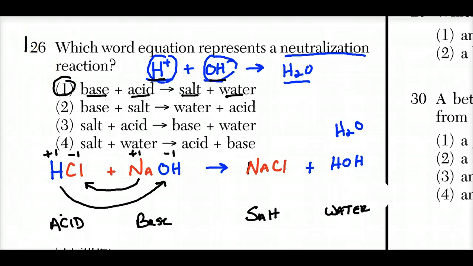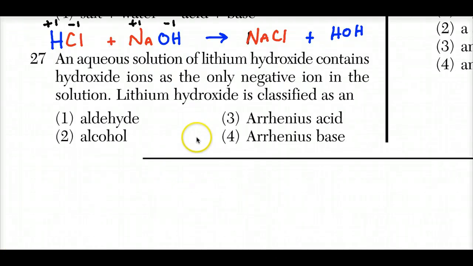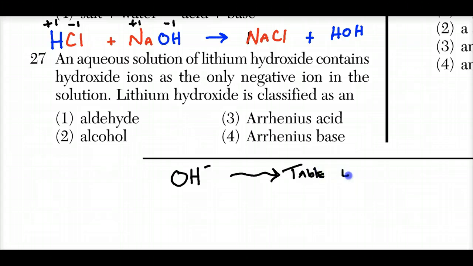26 is 1. An aqueous solution of lithium hydroxide contains hydroxide ions as the only negative ion in the solution. Lithium hydroxide is classified as, well, lithium hydroxide. Hydroxide is OH minus. And if you don't know that cluster of nonmetals, we would look that up on Table E. Table E is what I call the "what the heck is that" table, but you should know that from your acid and base unit. Lithium is an alkali metal, a group 1 metal, and it's +1.